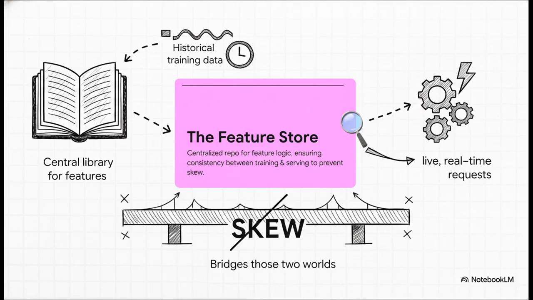Well, the answer is a really brilliant piece of engineering called a feature store. Think of it like a central library for all of your features. You define the logic for a feature just once, and the store guarantees that the exact same calculation is used for both historical training data and for live real-time requests. It becomes the single source of truth that bridges those two different worlds and totally eliminates that dangerous skew.